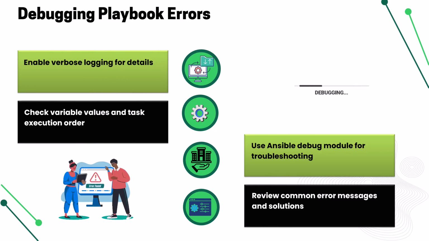Errors are not so friendly companions. Turning on verbose logging is like switching on stadium lights. Now you can see everything. Double-check variables and execution order. It's like making sure your ingredients go into the cake batter in the right order. The Ansible debug module is your best friend when things go sideways. Use it generously. And don't forget to study common error messages. It's like learning the plot twists before watching a mystery movie.